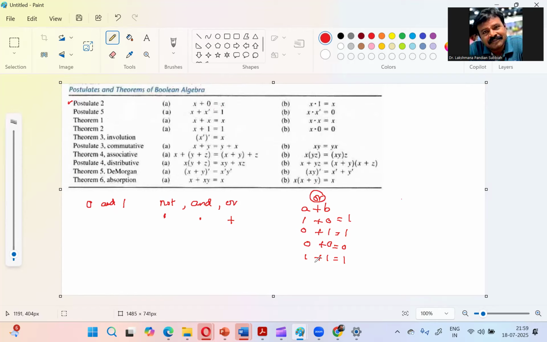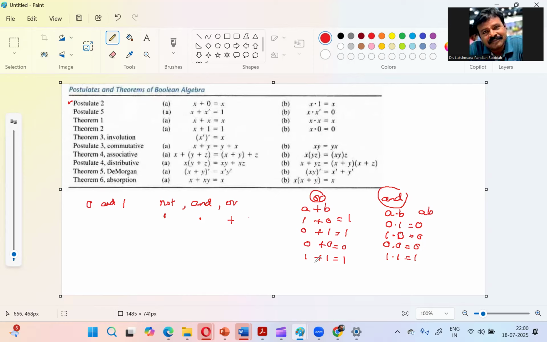Now the AND operation is represented by A dot B, or otherwise AB without the dot. Here 0 multiplied with 1 gives 0. Then 1 dot 0 is also 0, 0 dot 0 is also 0, and 1 dot 1 is 1. That is the AND operation.